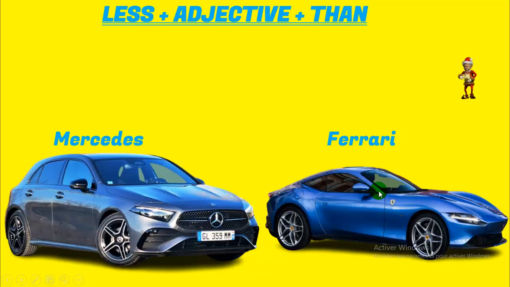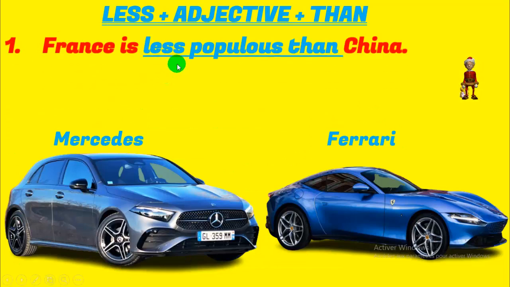Look at the two cars. Here you have a Mercedes, and here you have a Ferrari. So the Ferrari is inferior regarding the size, but the Ferrari is superior regarding speed and price. Now look, France is less populous than China. La France est moins peuplée que la Chine. Ça, c'est vrai. La France est moins peuplée que la Chine.